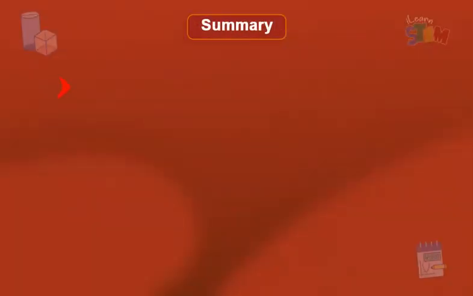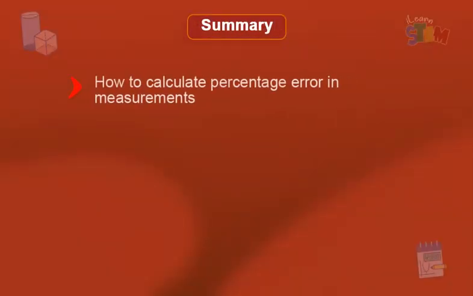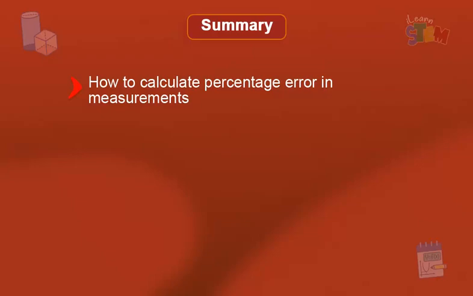In conclusion, we have learned how to calculate percentage error in measurements. In our next lesson, we will be exploring a new topic, which is sequence.